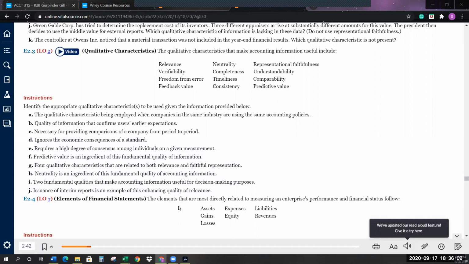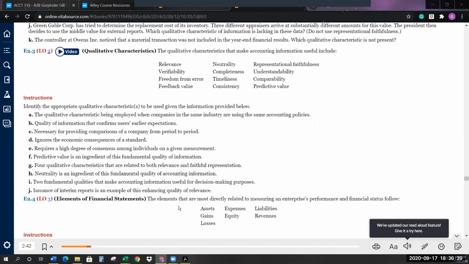Next one, four qualitative characteristics that are related to both relevance as well as faithful representation. That also comes from your theory in the notes. So that is your comparability: the ability to compare from one year to the other or between one company and another. Verifiability, meaning that somebody should be able to verify the information that you are stating.